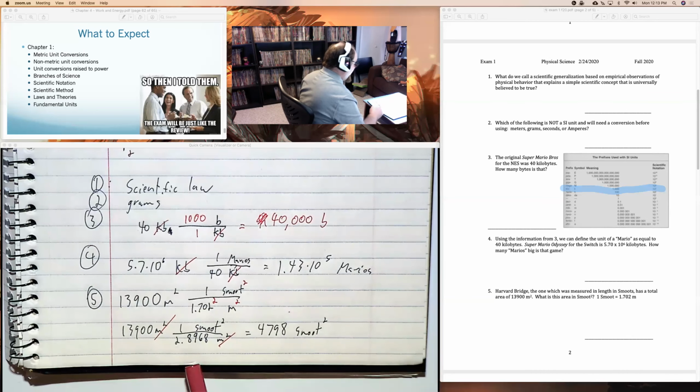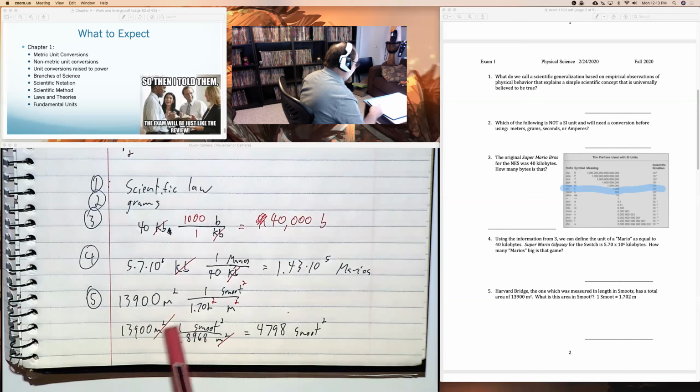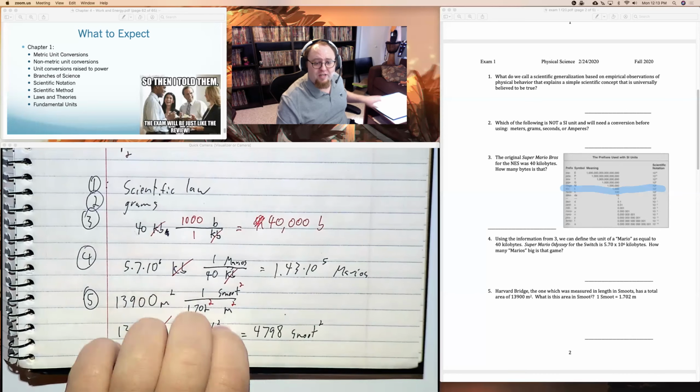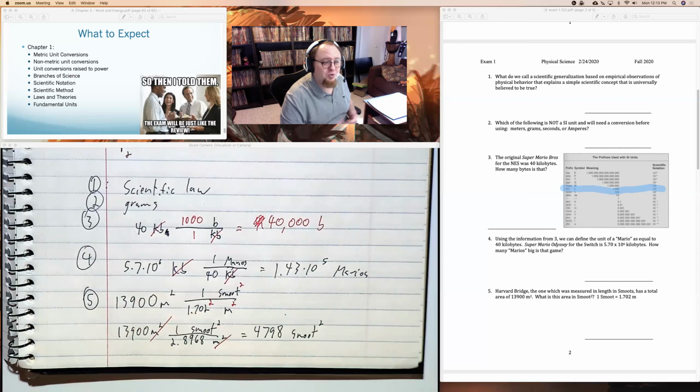I gave 1 point for just canceling out meters to get smoots, 2 points for remembering to square this, and then 2 for the answer. Once again, your exam will not be exactly the same, but it will have a unit conversion in metric, a non-metric unit conversion, and a unit conversion raised to a power. The other two are a little more open-ended. Any questions there?